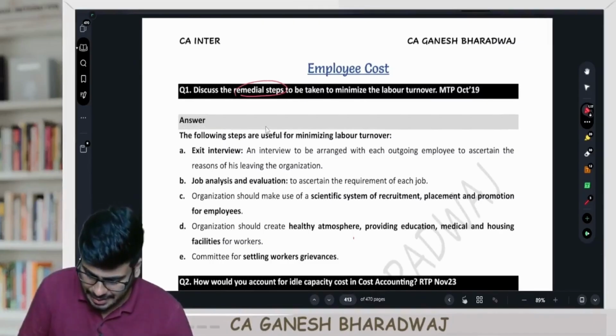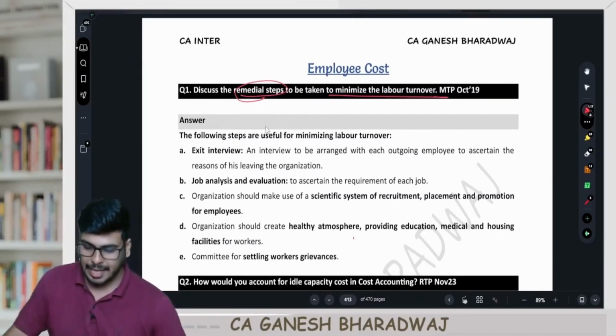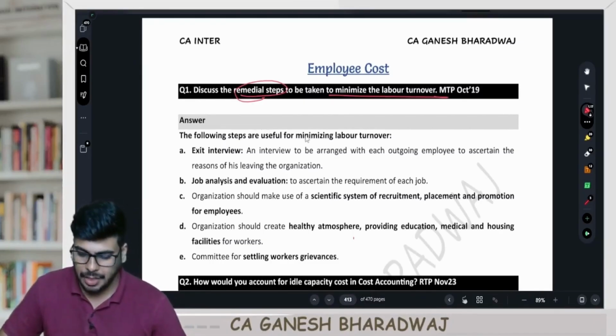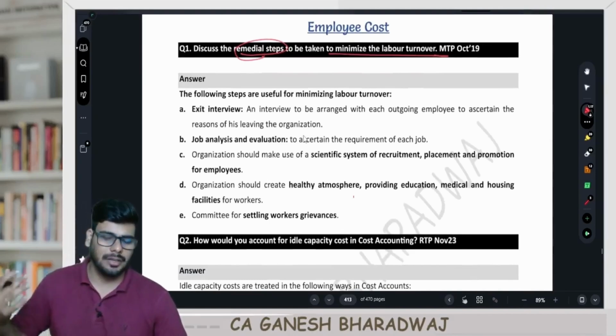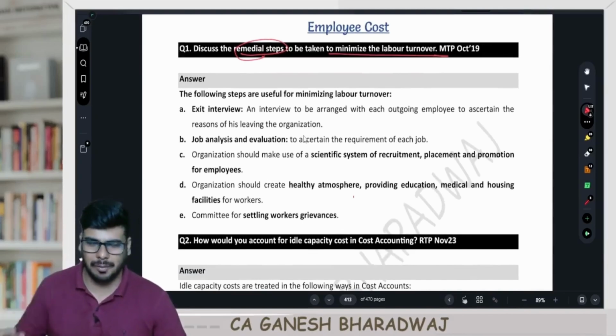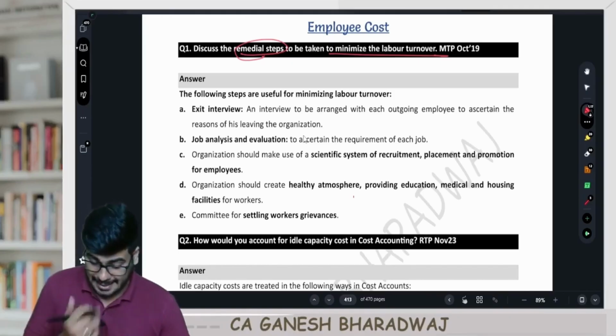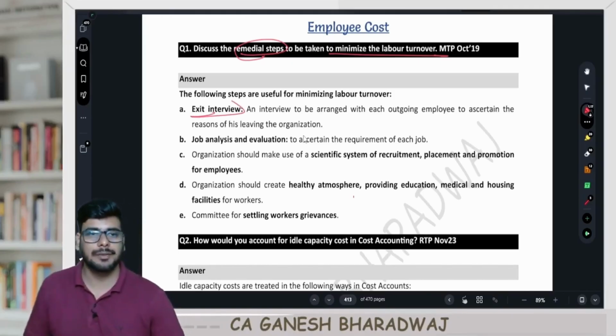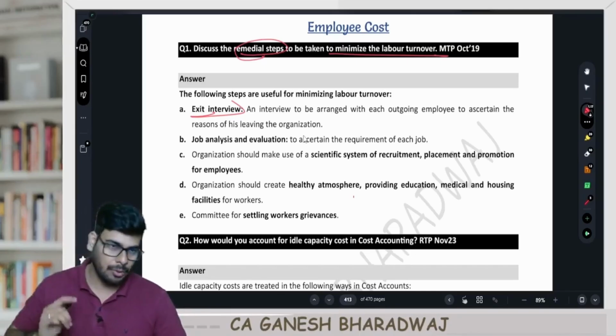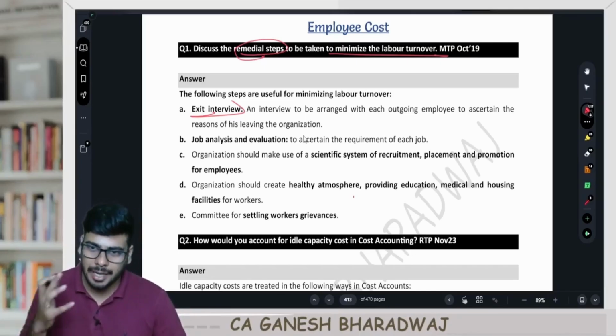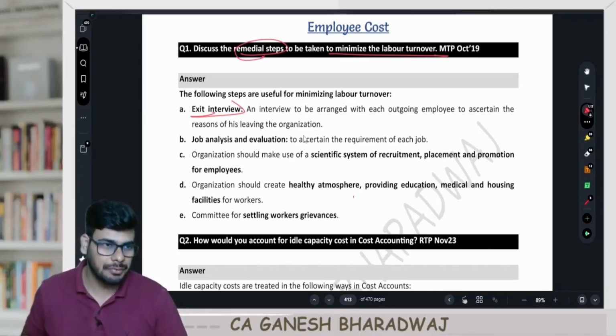Discuss the remedial steps to be taken to minimize labor turnover, right? So labor turnover means what? Frequent churning in my workforce. Now, first they are saying exit interview, meaning what? What do you mean by an exit interview? When a person says he wants to leave, good companies do an exit interview. Means when they are leaving, they will say, okay, fine, but tell me the reason. We want to know where we can improve, right?